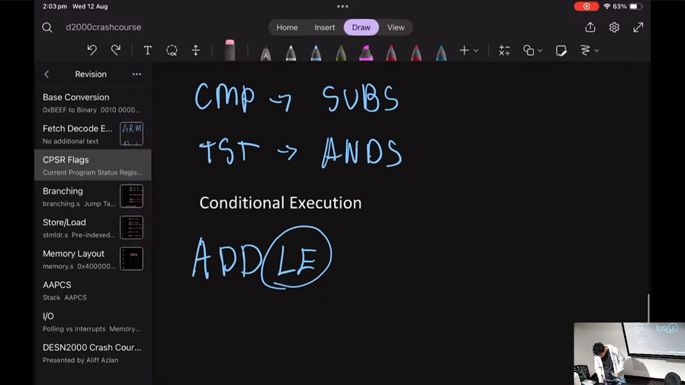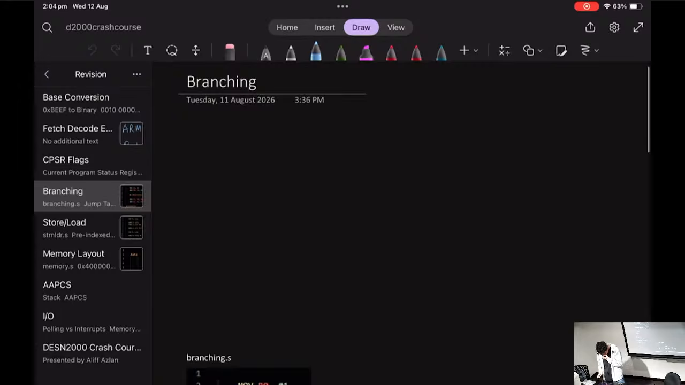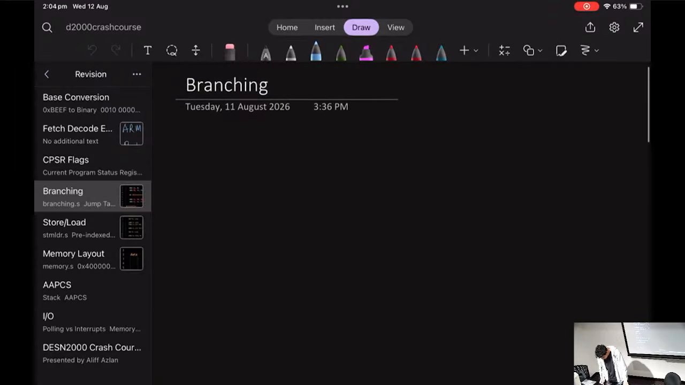The most important thing you want to do with this is obviously branching. So you've got your BLEs, your BGTs, that you would have used in the labs. And speaking of that, let's go to branching. All right, so branching. We know what branching is. It's when we move to different places in your program.